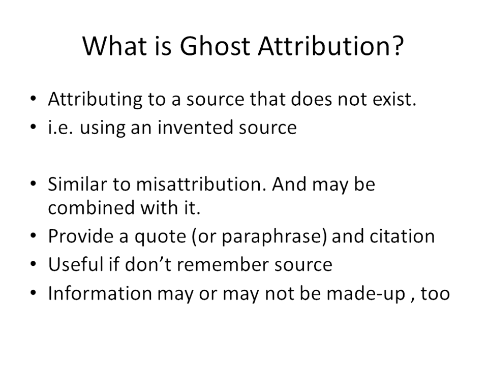The ghost attribution, this is another one, very similar. They attribute to a source, but the source does not exist. In the previous attribution, the source actually exists. In ghost attribution, it doesn't exist. They may combine this and provide a quote from one article and attribute it to another. They find it very useful if they don't remember a source. So the information may or may not be made up. Maybe they've been taking notes and they have something, but they can't remember where they found it, so they just make up one of the sources and put it there.